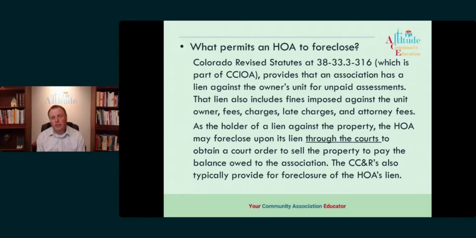As the holder of a lien against the property, the HOA may foreclose upon its lien through the courts to obtain a court order to sell the property to pay the balance owed to the association. The CC&Rs also typically provide for foreclosure of the HOA lien. So there are two different types of foreclosure in Colorado. You have judicial foreclosure, which is what allows the association to foreclose, and you have a public trustee foreclosure. That's how the banks are typically going to foreclose unless there's some funky issue with their own deed.